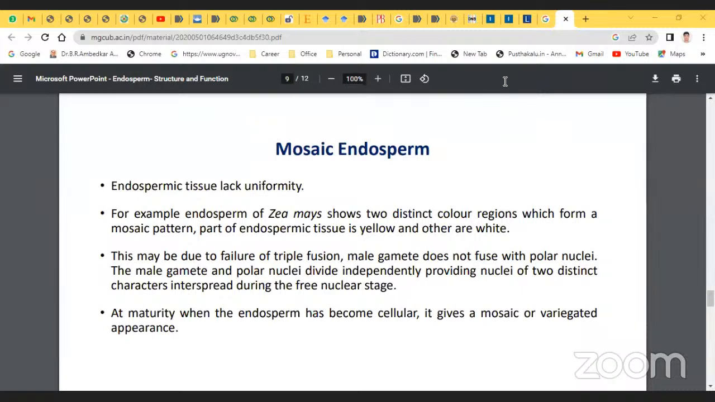So this is the reason why in maize there are 2 colors, yellow and white. There is no triple fusion. The male gamete does not fuse with the polar nuclei. The male gamete and polar nuclei divide independently.